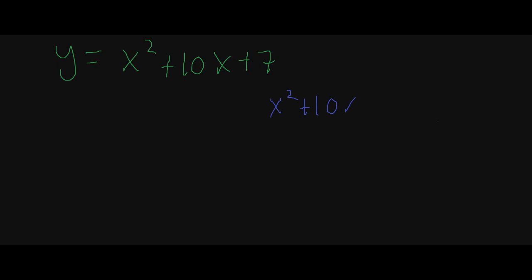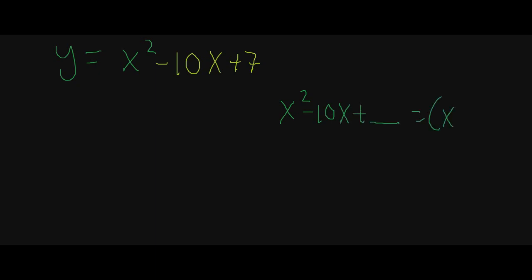Actually, you know what? Let's spice this problem up a little bit more. Let's go ahead and do minus 10x plus 7. Let's just spice it up a little bit. So now let's do this one more time. We're going to get x squared minus 10x plus blank is equal to x plus blank squared. Well, just like before, what do we do to this middle term to get the number over here? Well, we divide that by 2. And we're going to get minus 5 right over there.